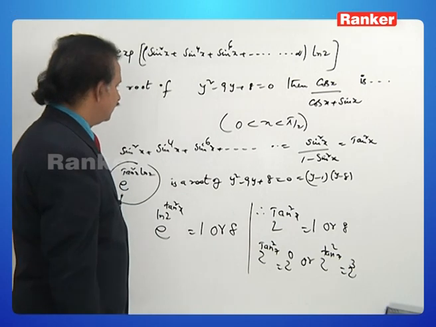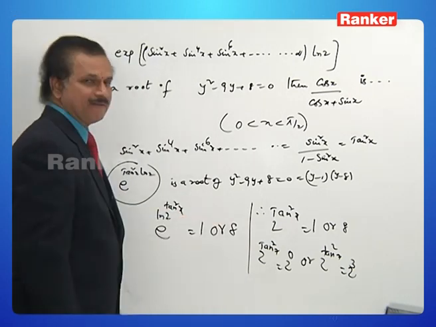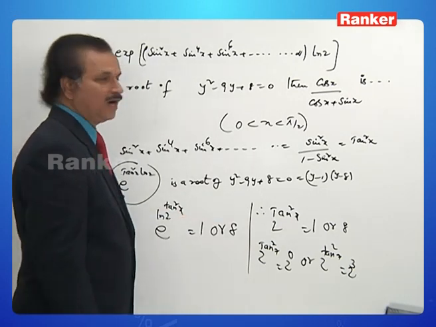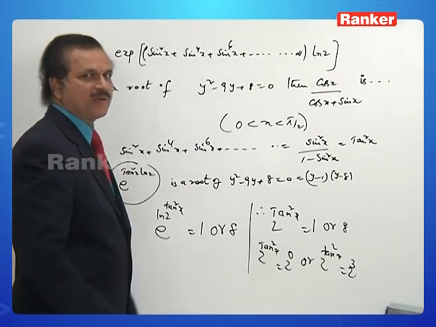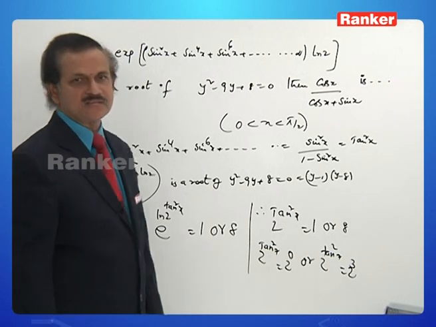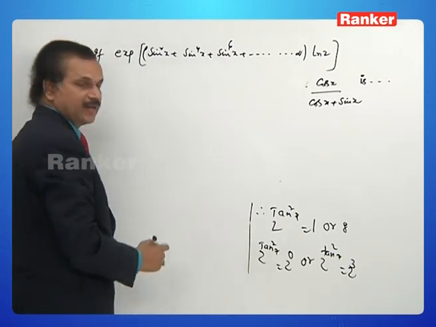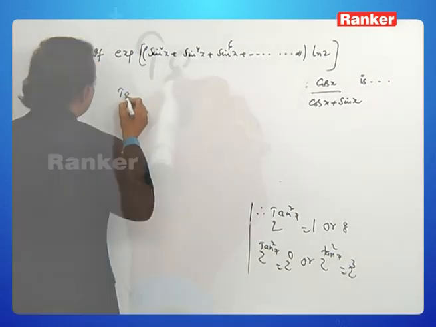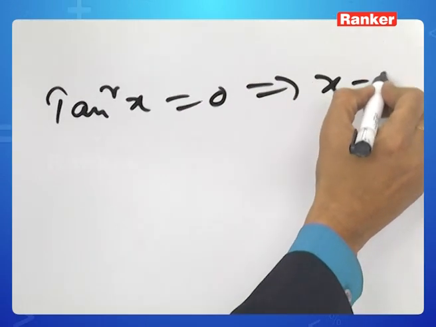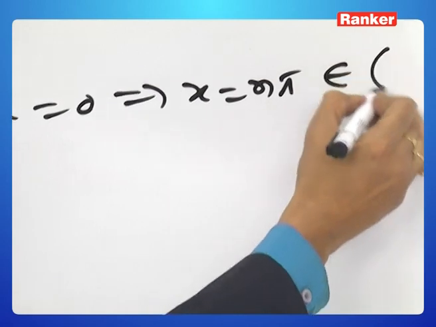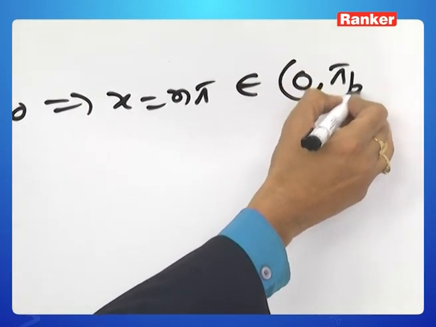Well, my dear, if you can follow these steps for a little while, I would like to remove these steps to save some space to have the clear-cut answer. Case 1: tan square x is equal to 0. Tan square x is equal to 0 implies x is equal to n pi, which does not belong to the open interval 0 to pi by 2.